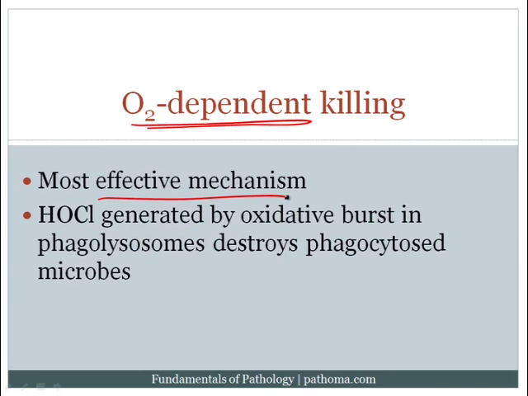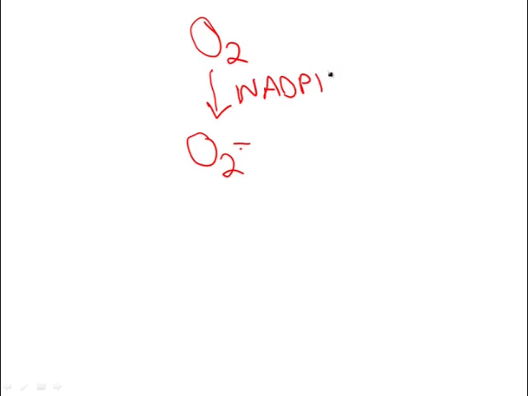And I think the easiest way, again, would be for me to simply create a whiteboard and explain this. The mechanism by which killing occurs is going to be oxygen dependent, so we're obviously going to start with oxygen. One of the very first reactions that's going to occur is that oxygen is converted to superoxide. The enzyme that does this is NADPH oxidase. So that's the first step. NADPH oxidase will take oxygen and convert it to superoxide.